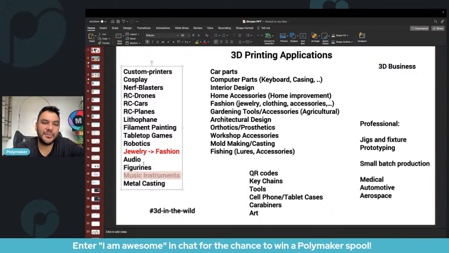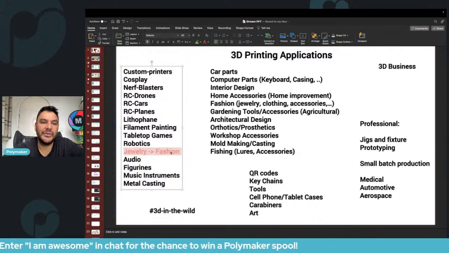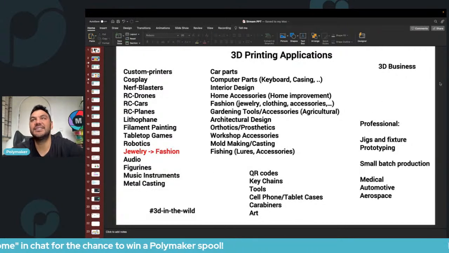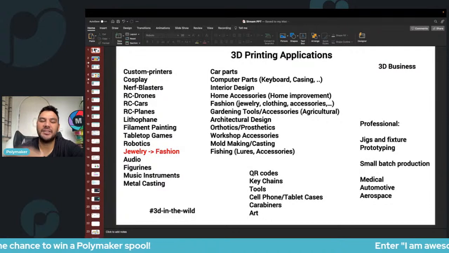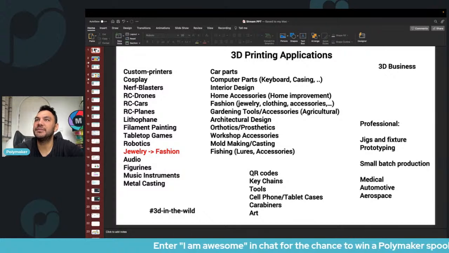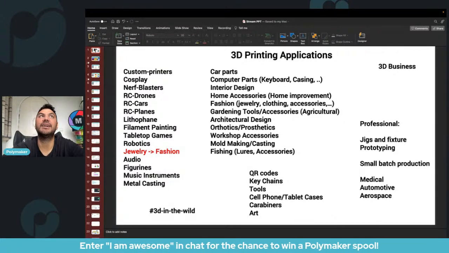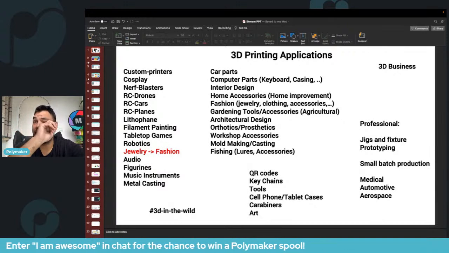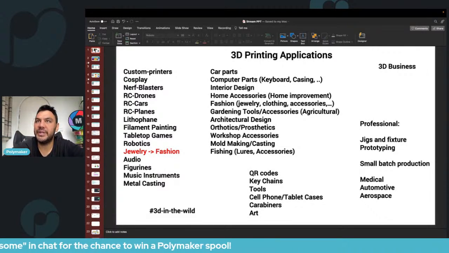A musical instrument can be art. Jewelry and fashion is art. I think art is way too big. I think we need to break it down. Carbon fiber molding, low spot casting for jewelry. I think you guys sell a specific filament for that person. Yes, Polycast. Filament painting is already there. Yeah, it's also an art.